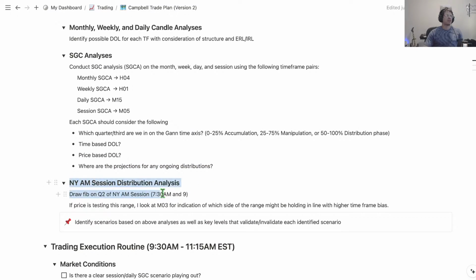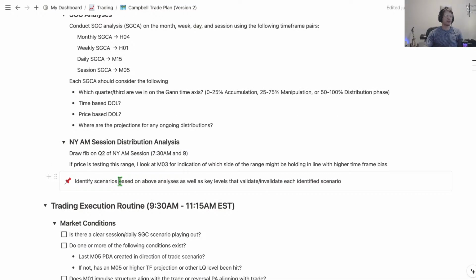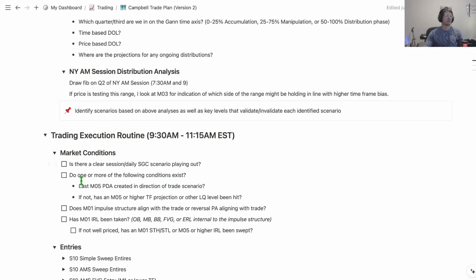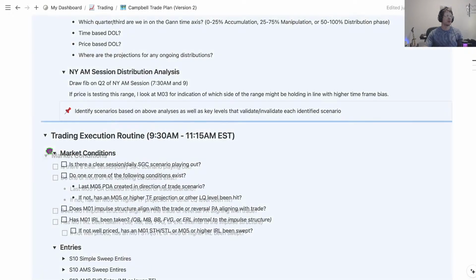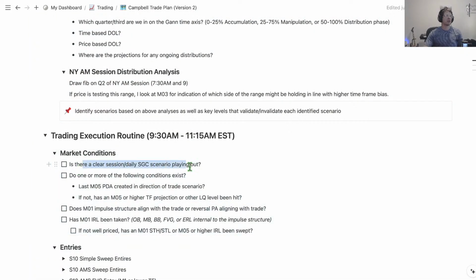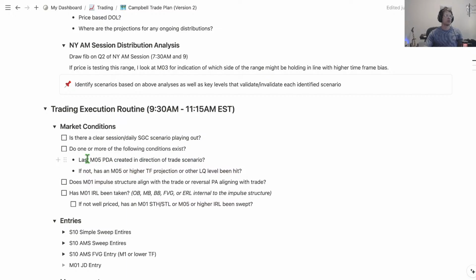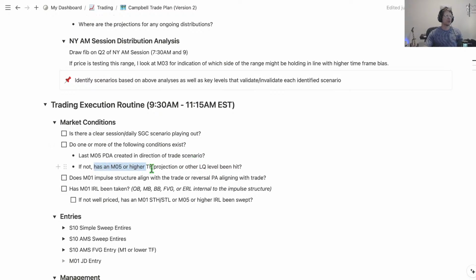And then we'll also have this Q2, which is 7:30 to 9 o'clock, and look at the M3 relative to that. And based on all of that, we'll have scenarios that could happen and look for validation and invalidation points of those scenarios. And when the market opens, we'll look to see if any of those scenarios are playing out. If they are, does the M5 align with it? And what that means is that the last PDA, price delivery array, was created in the direction of the trade, or that we hit the projection from one of the previous manipulations such that it might be over.